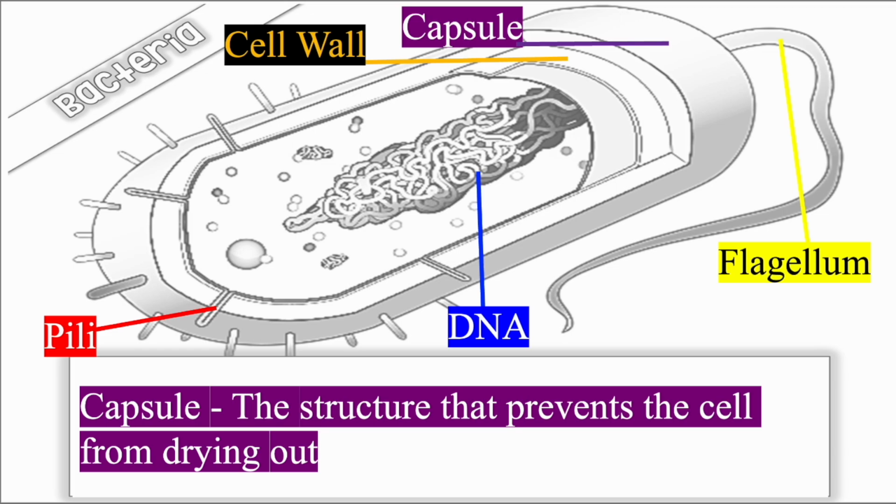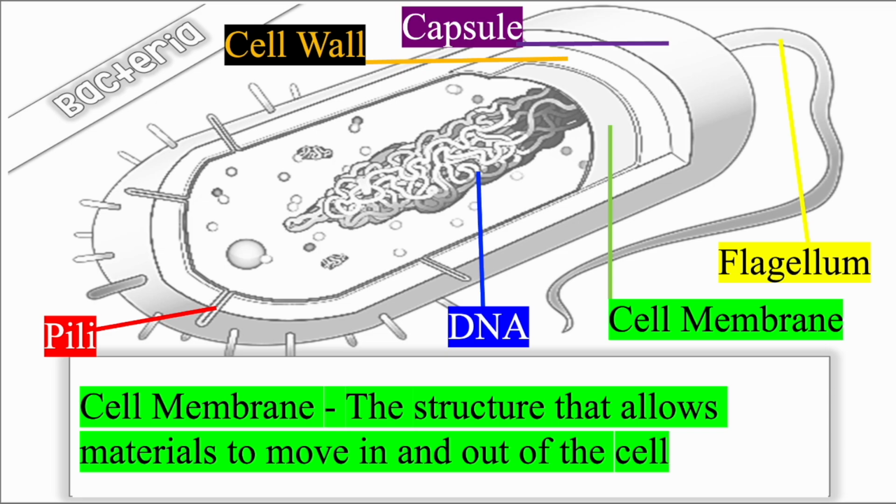The immune response of a host is the body's defense system activated to fight off infections and foreign invaders like bacteria. The cell membrane is a thin, flexible barrier that surrounds the cell, controlling the movement of substances in and out of the cell and maintaining its internal environment.